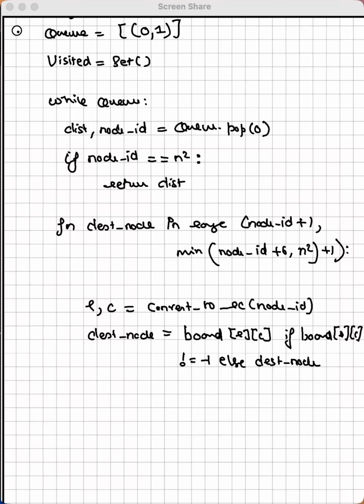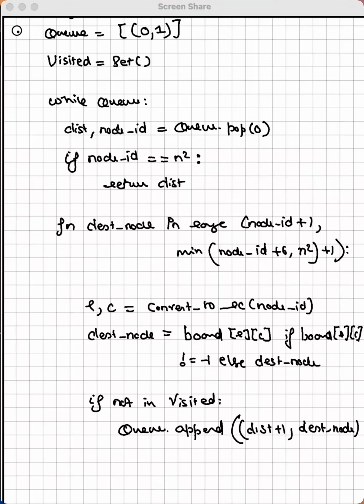And if this particular node was not already visited, so if not in visited, then let's add it to the queue. When we add it, we increment the distance by 1, and then we say destination node, and we also mark it as visited with visited dot add destination node.